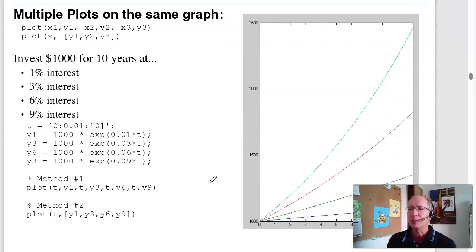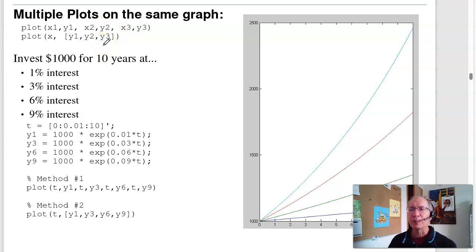In addition, when you plot, you can plot multiple curves on the same graph. And the syntax would be plot x1 versus y1, x2 versus y2, x3 versus y3. That's one way to do it. Or if all the x's are the same, I could say plot x versus the matrix y1, y2, y3. And that'll plot x versus the first column, x versus the second column, x versus the third column.